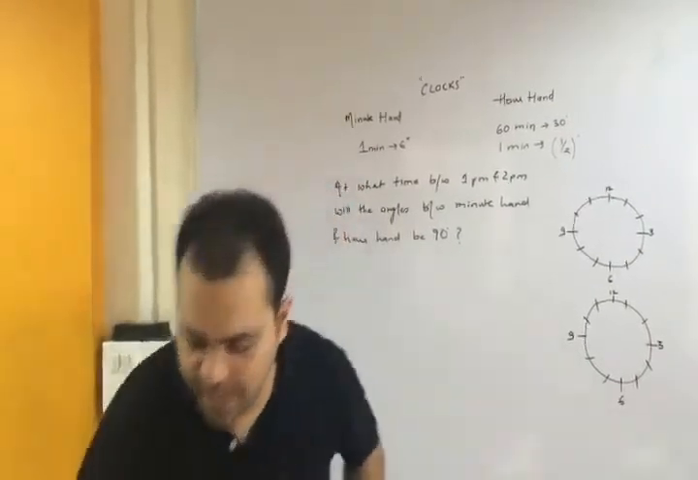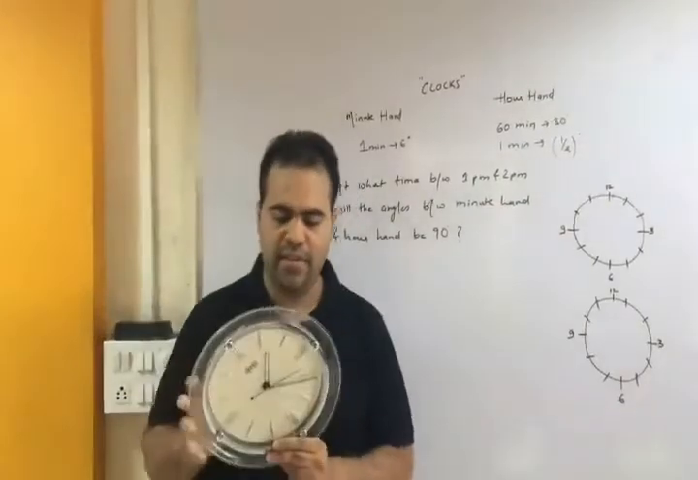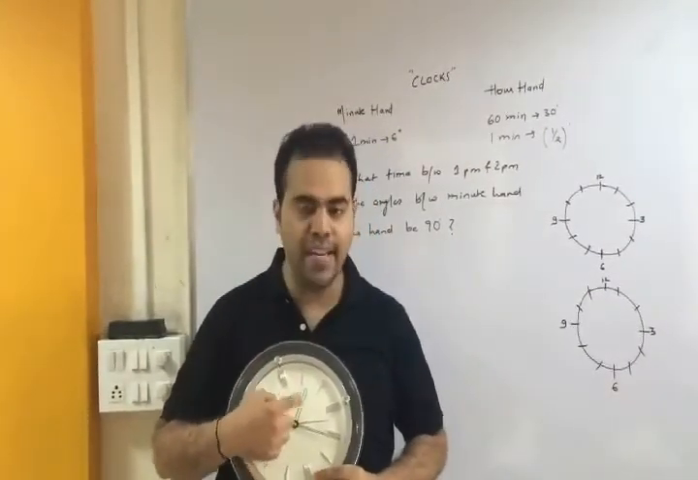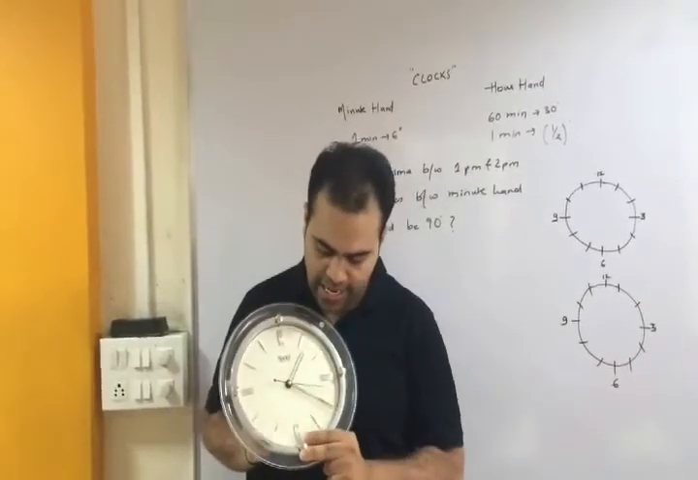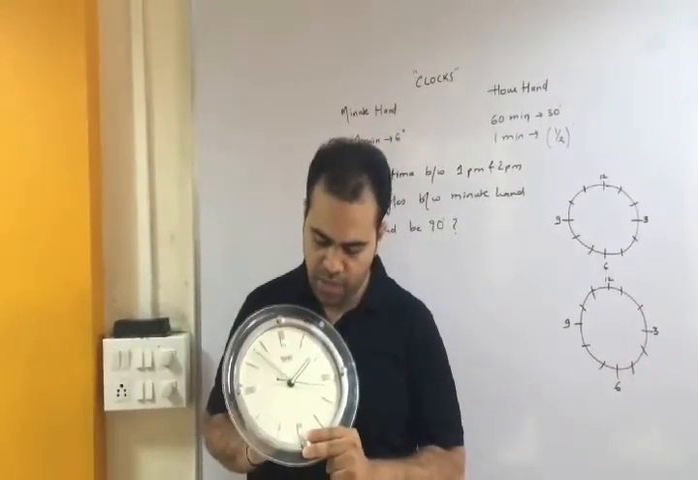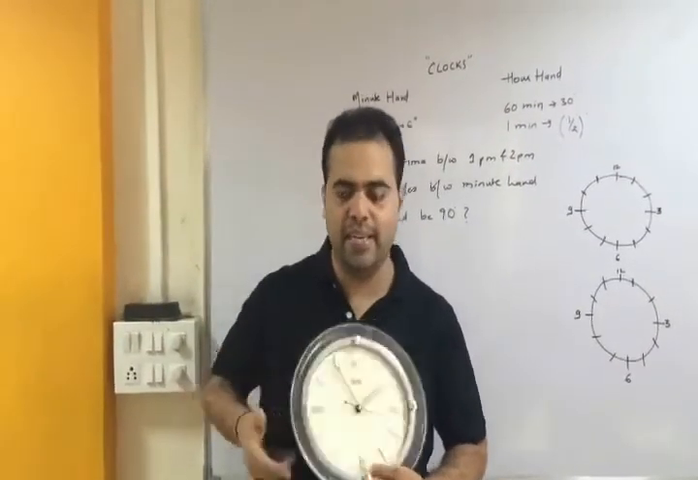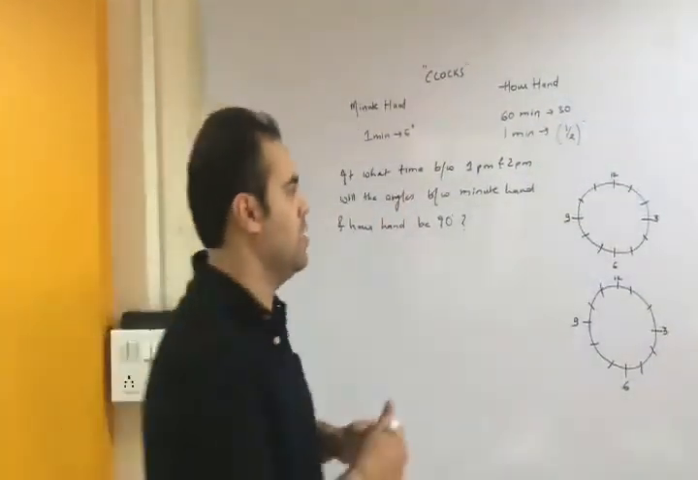Just to give you a clear perspective, you can see here at 1:20 the angle will be close to 90 degrees. This will be one instance, and another instance will be somewhere close to 1:55, and again the angle between minute hand and hour hand will be 90 degrees. Let's see how we solve this.